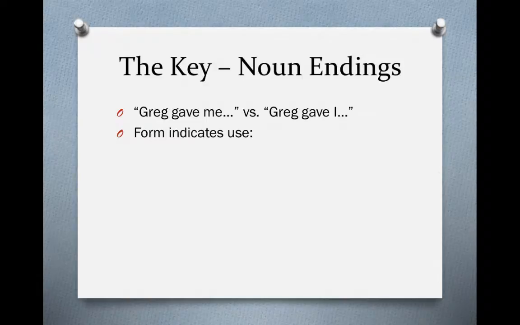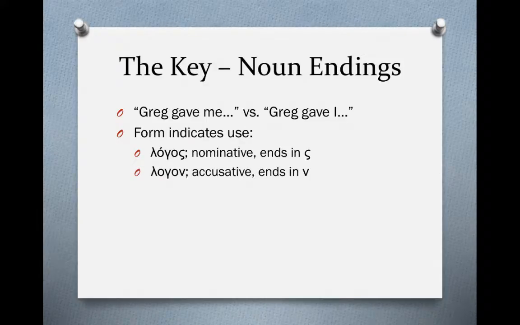So form indicates use. If we see a word like logos, it ends in the sigma, and we're going to study the case endings in this lesson and in future lessons. So that would tell us it's the nominative. It's probably functioning like the subject in a sentence because it ends in a sigma. If we saw the word logon, we'd say, well, that's accusative because it ends in the nu. The nu is the accusative case ending.